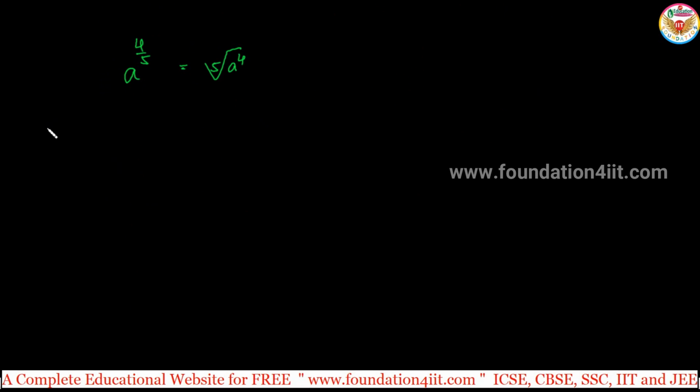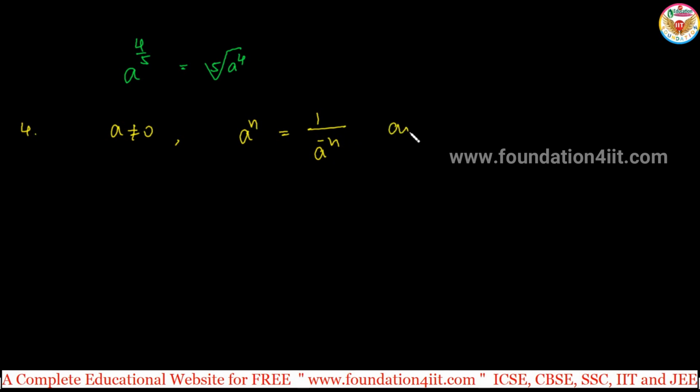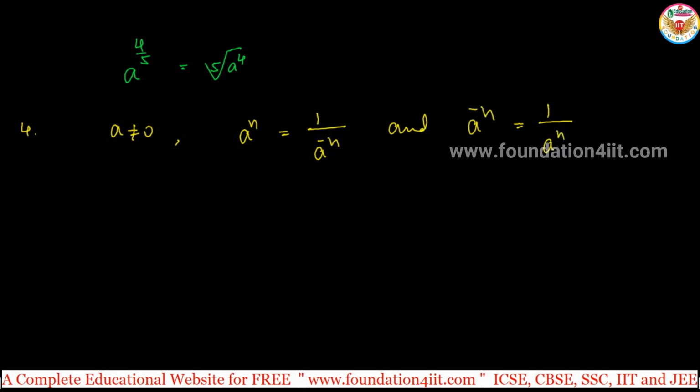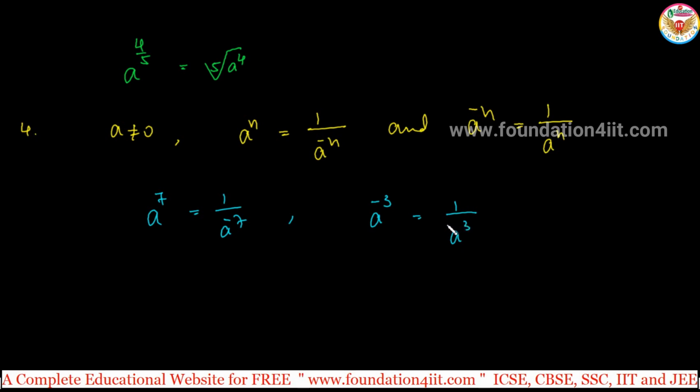For any non-zero number a, let us take one property. For any non-zero number a, so a is not equal to 0, then a to the power n, you can write 1 by a to the power minus n. And in the same way, a to the power minus n is equal to 1 by a to the power plus n. Only a small change, plus becomes minus by taking the reciprocal of this value. So if it is a to the power 7, you can write 1 by a to the power minus 7. Or else if we have the negative value, a to the power minus 3, if you want to make this negative power a positive power, use this formula, 1 by a to the power plus 3.